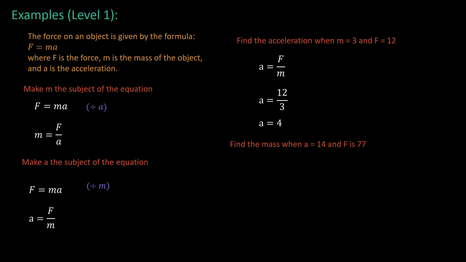Find the mass when a equals 14 and F is 77. So this time we're finding mass, so we want to use the equation that has m by itself. So we are going to use that first one that we found. So m equals F over a. Remember, F here is 77 and a is 14. We're going to substitute them in the correct spot. And a fraction, again, is just a division. That comes out to m equaling 5.5.